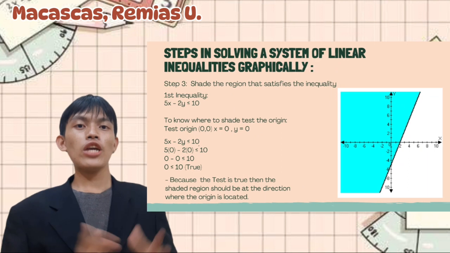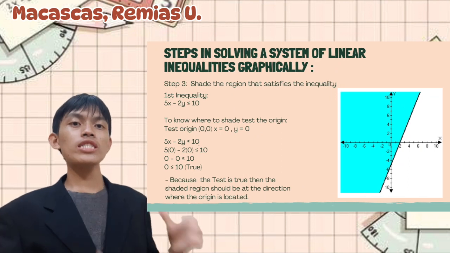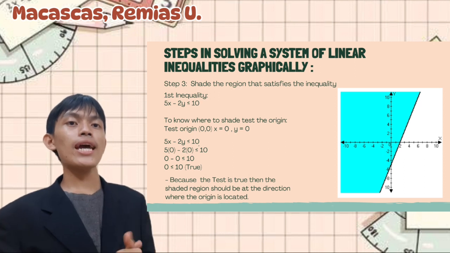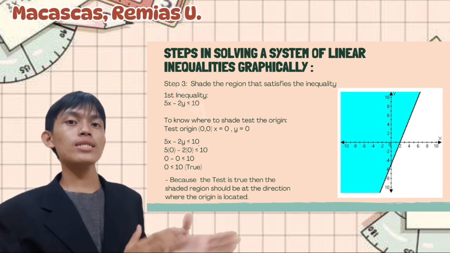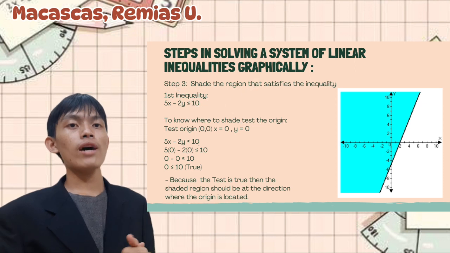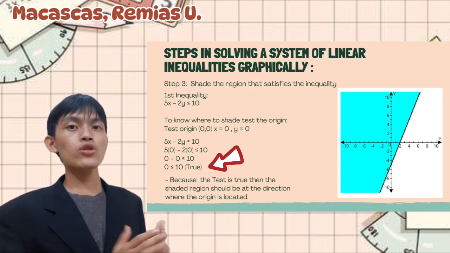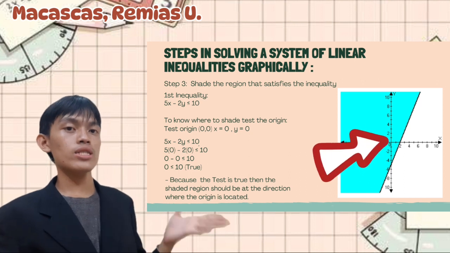The next step is the shading part. We need to use the origin test to know where to shade. Let's test the first inequality by making x equal to 0 and y equal to 0. Computing, we have this solution: 0 is less than or equal to 10, which means true. When it's true, the shaded part will be at the origin's location.